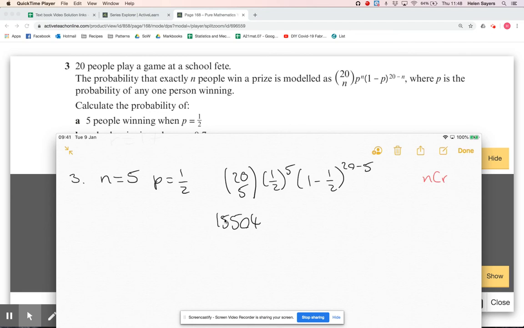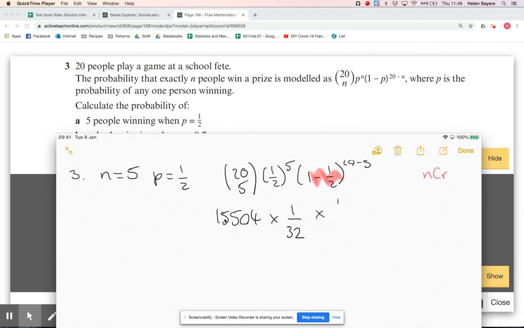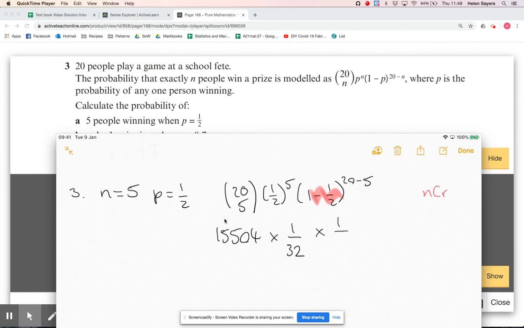So 20 choose 5, I get 15,504. A half to the power of 5 is just 1 over 2 to the power of 5, so 1 over 32, and then obviously 1 minus a half is also just a half. So that last set of brackets is going to be 1 over 2 to the power of 15, so 32,768. I'm just writing them out individually so that if you're not getting the right answer, you can try and figure out where you went wrong.